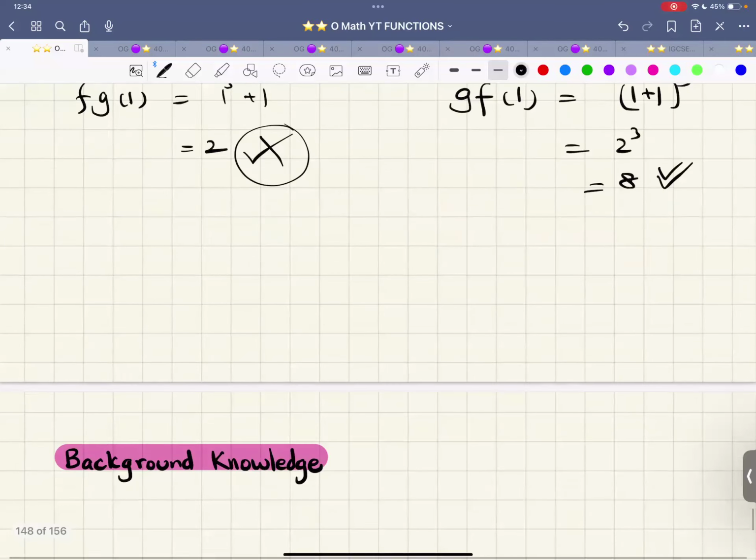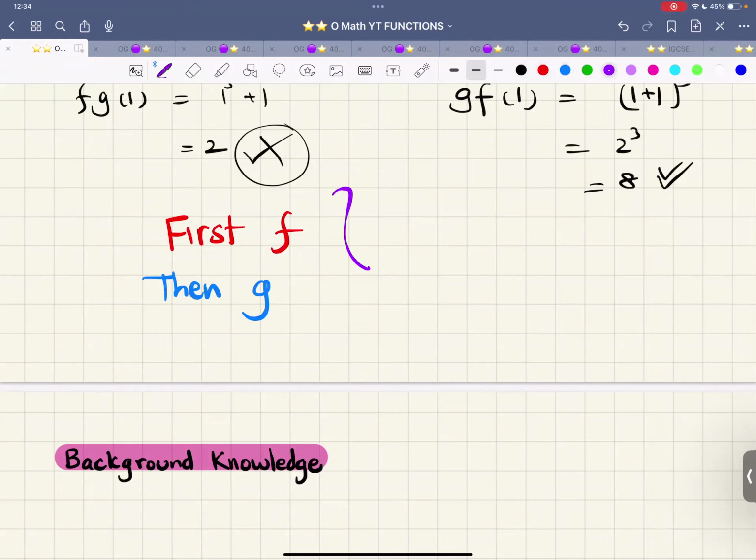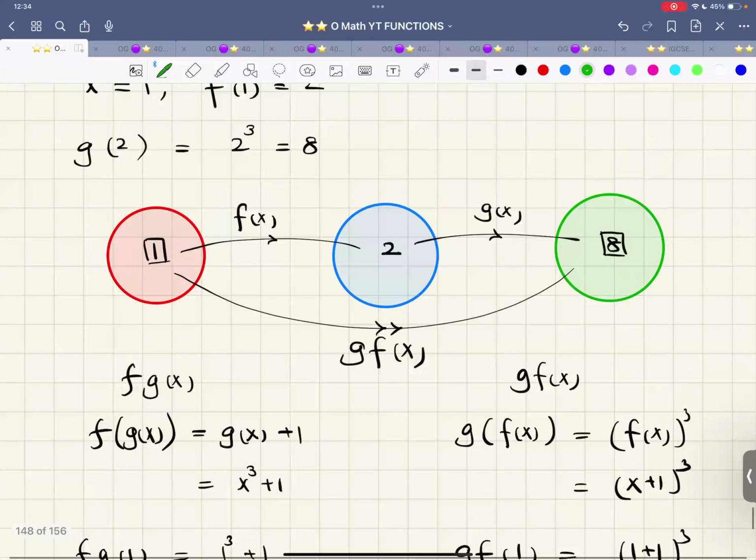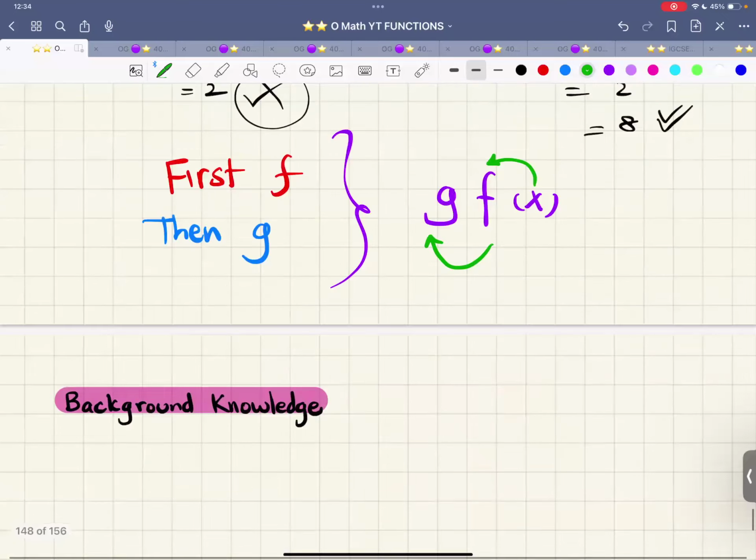So let me write the statement over here. That is first f and then g. That is the same thing as g of f(x), because we are going in this direction, x going inside f and the result going inside g. That is how this thing is obtained. That is the basic meaning of a composite function.